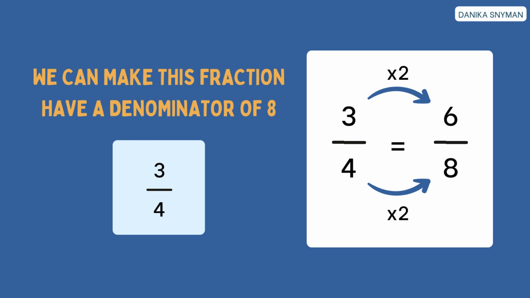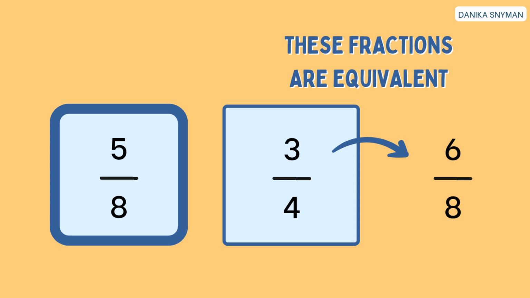Now the bottom is an 8. That means we can now compare 5/8 and 6/8, because remember that 3/4 turned into 6/8. Remember, 3/4 and 6/8 are the same. It's equivalent, equal. They share the same amount, just written in different ways. All the denominators are now the same.